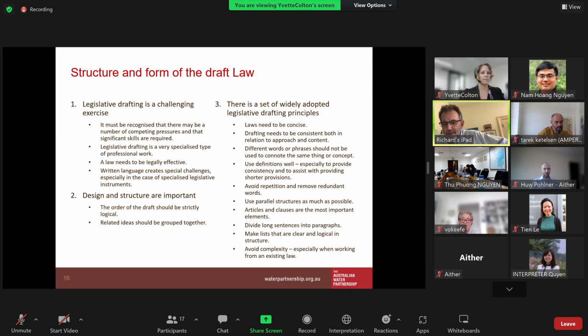I mean, obviously each provision also needs to do what it's intended to do. It has to be legally effective. But we also, I think, like to place a lot of emphasis on ensuring that each provision can be understood by the people who have to actually apply the law and by members of the community more generally.